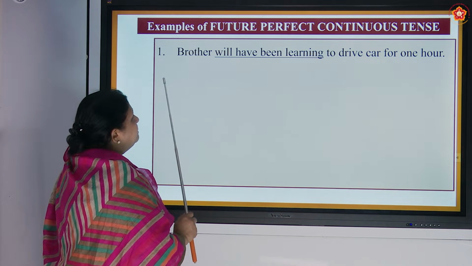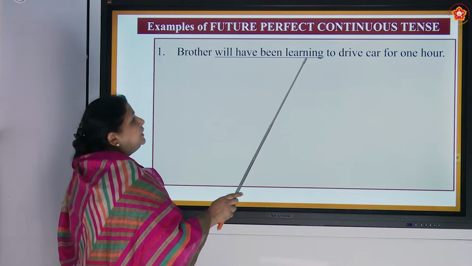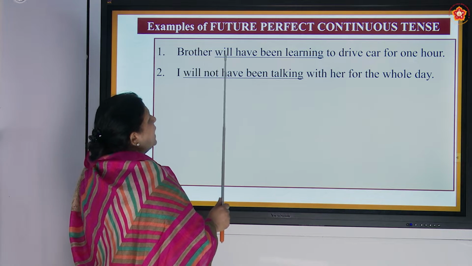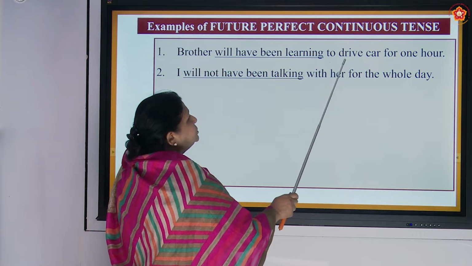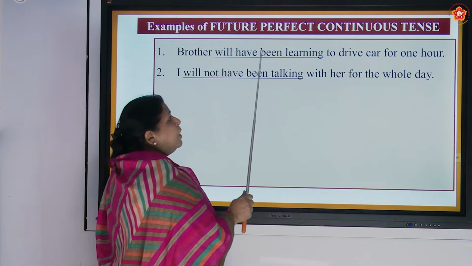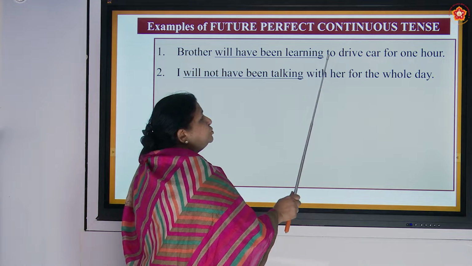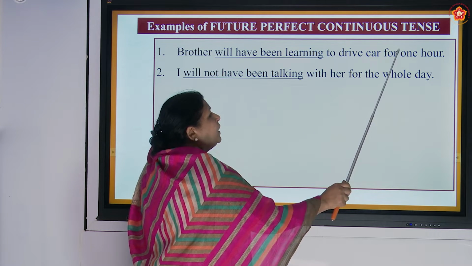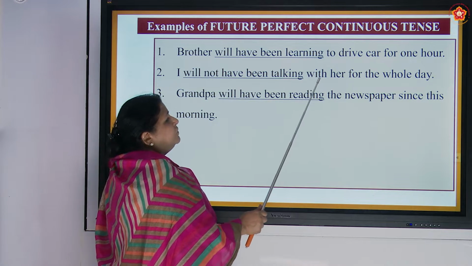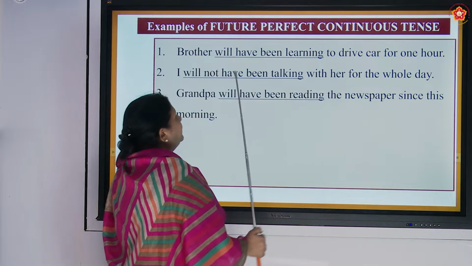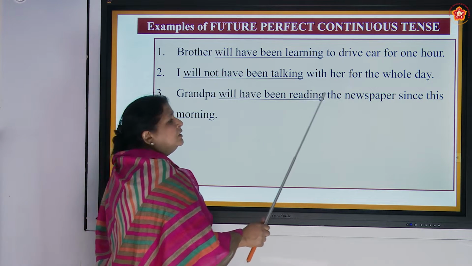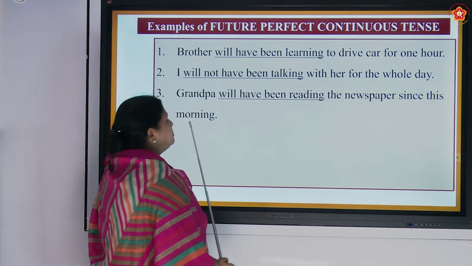Now, examples of future perfect continuous tense. Okay, brother will have been learning to drive car for 1 hour. I will not have been talking with her for the whole day. Grandpa will have been reading the newspaper since this morning.